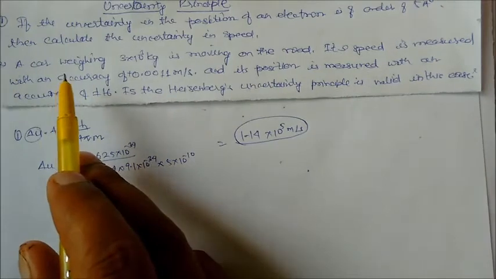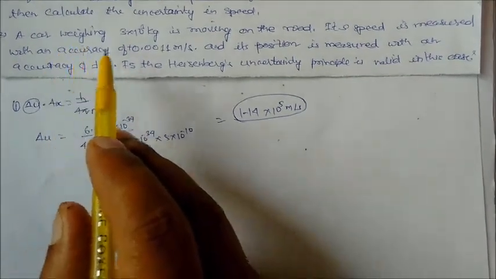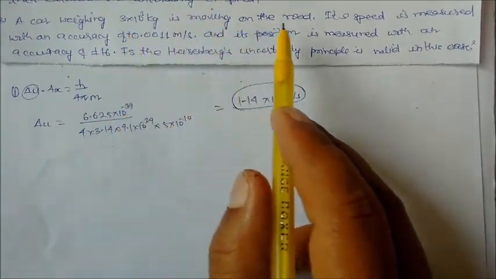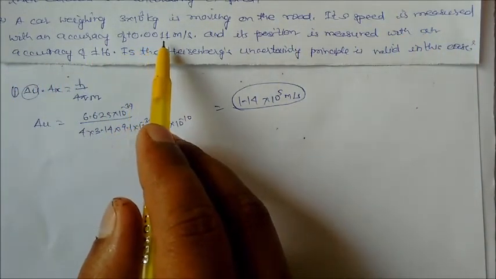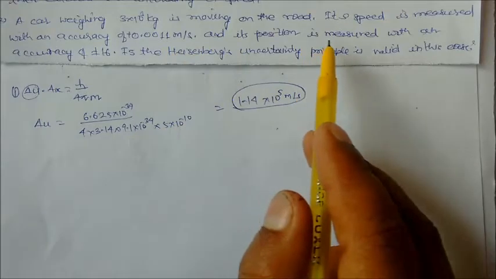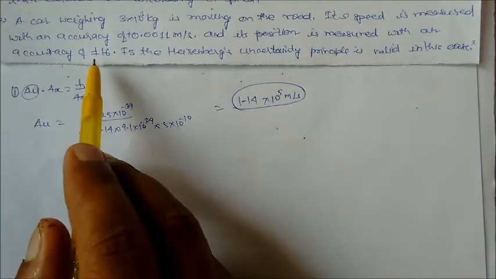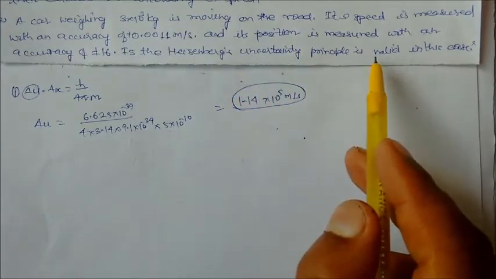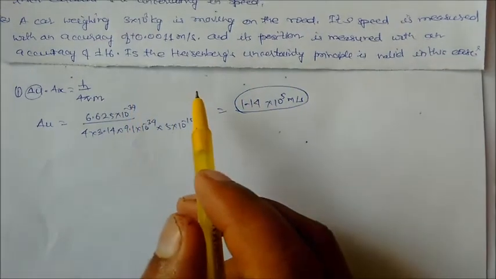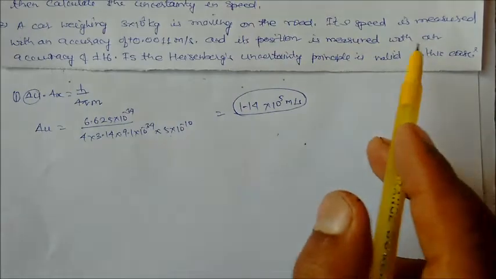Now the next question. A car weighing 3 into 10 power 3 kilogram is moving on the road, and its speed is measured with an accuracy of 0.0011 meter per second, and its position is measured with an accuracy of plus minus 16 meter. Is the Heisenberg uncertainty principle valid in this case? So we have to see whether it is valid or not valid.